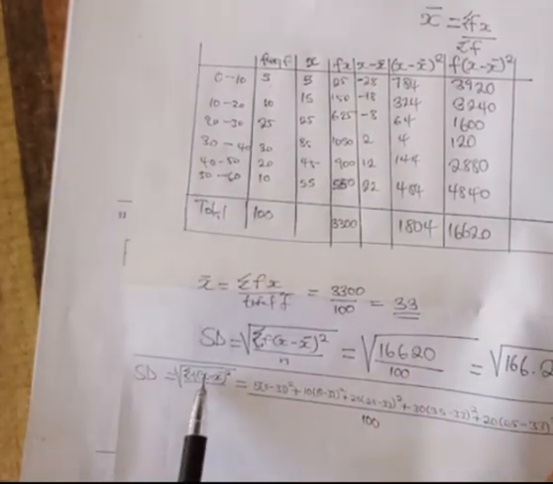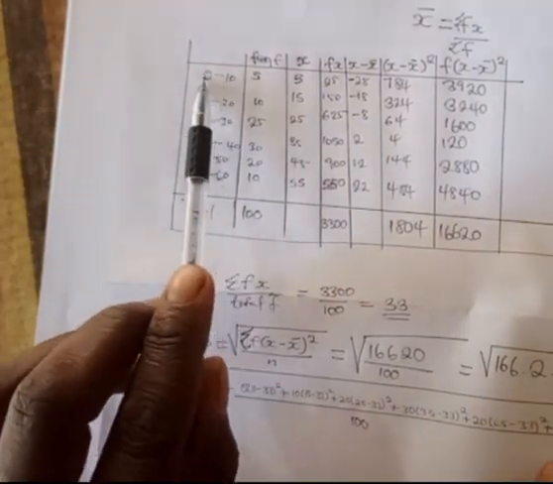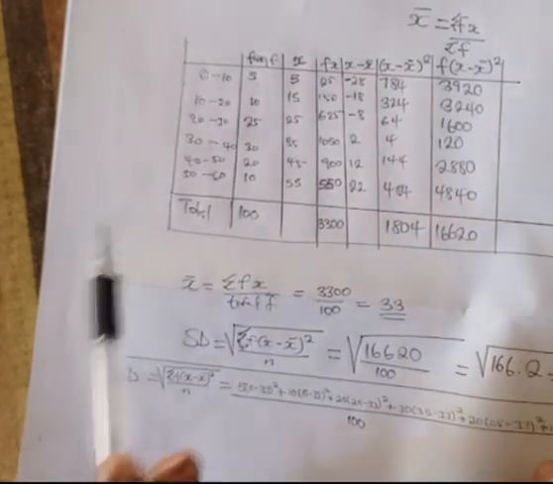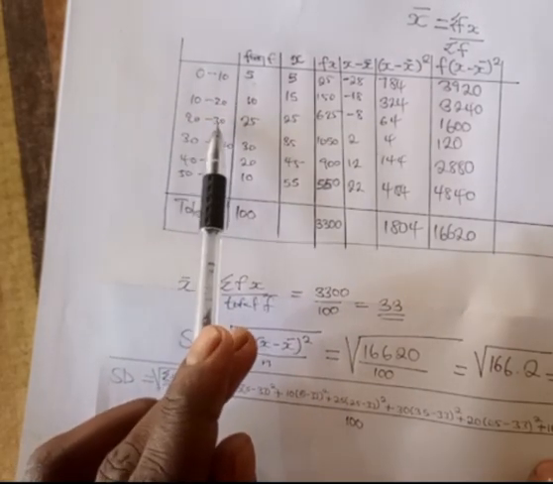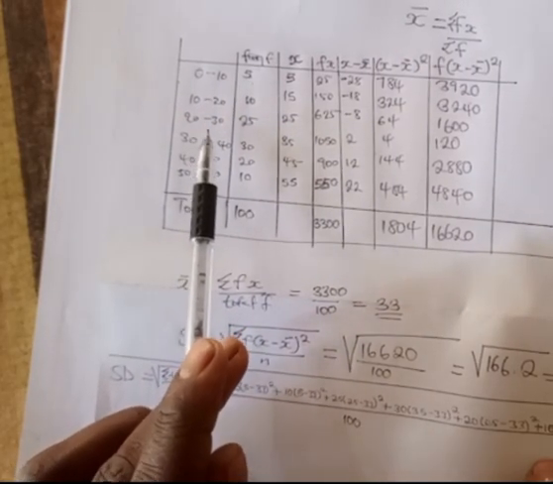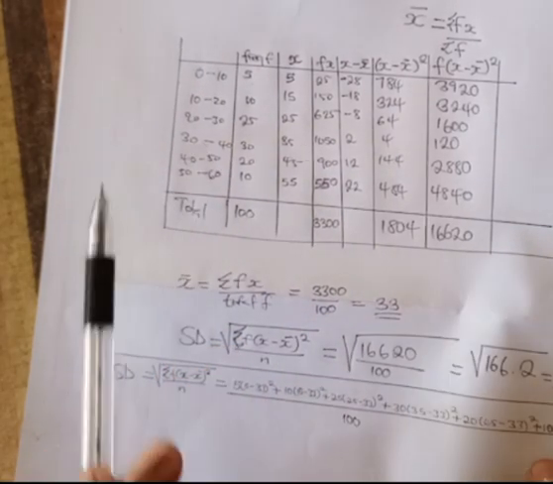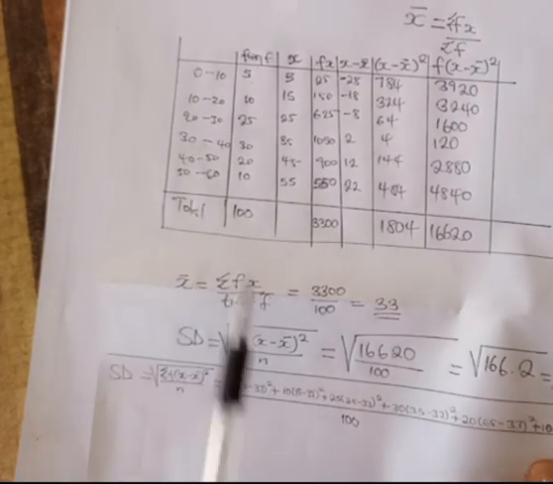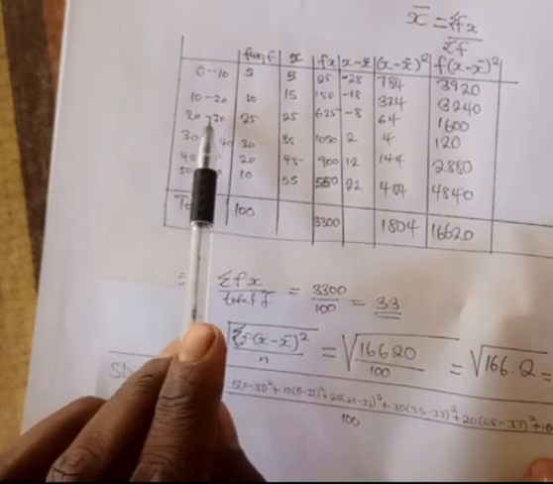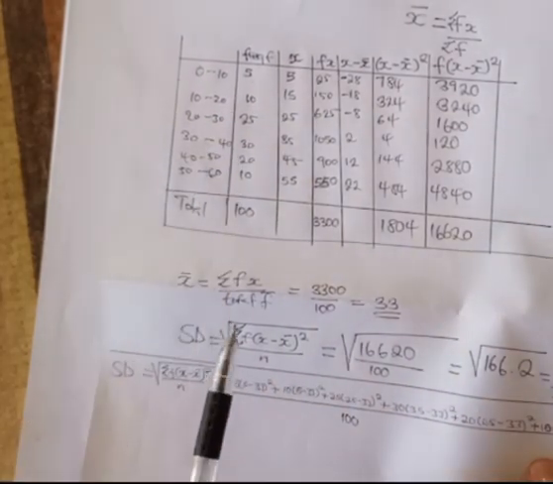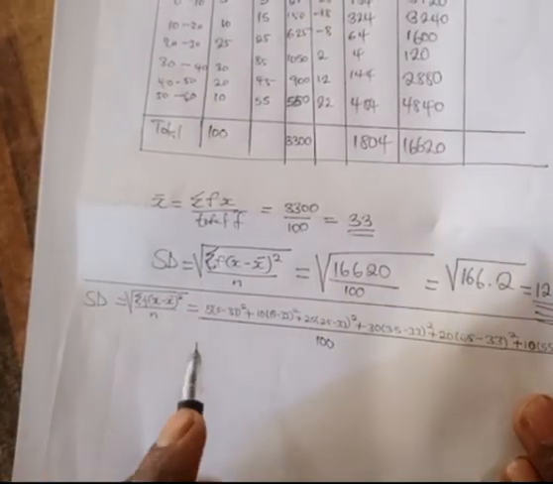In this case, you must know each midpoint, the x, the midpoint of the data we are given. The midpoint of 20 and 30 is 25, because 20 plus 30 is 50, and 50 divided by 2 gives 25. So we are going to have 5 outside, which is the frequency, then open bracket, 25 we got after adding 20 and 30 then dividing by 2, minus 33. So this is what we have.